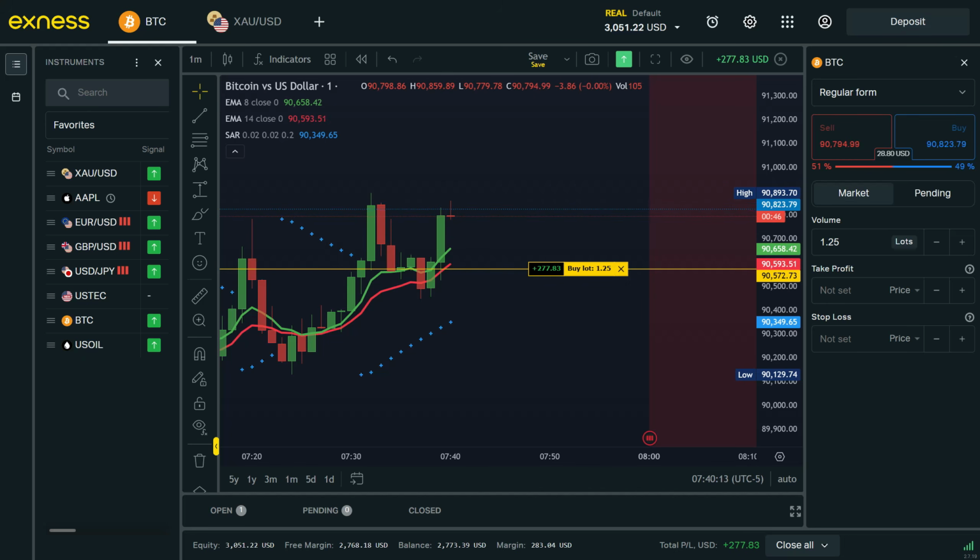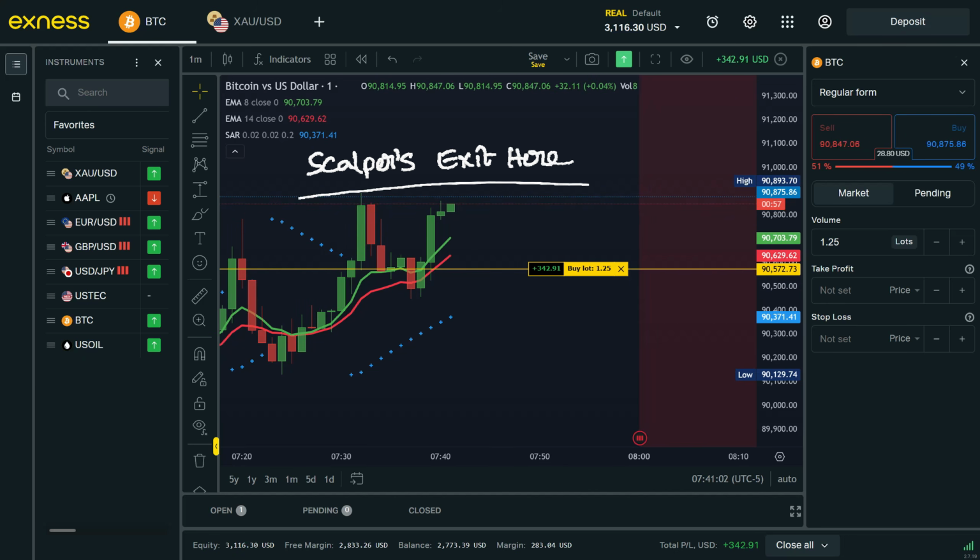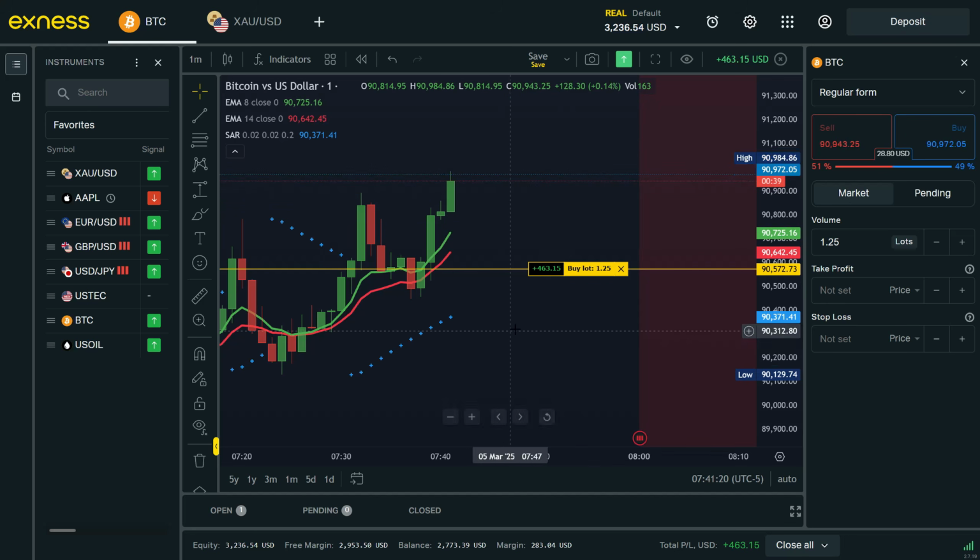At this point, you need to make an important decision. Are you scalping for quick profits, or are you looking to ride the trend for bigger gains? If you're a scalper, the best approach is to exit the trade near the previous high. This ensures that you lock in quick profits before the price potentially faces resistance and pulls back. Scalping is great if you prefer short, fast trades with minimal risk.